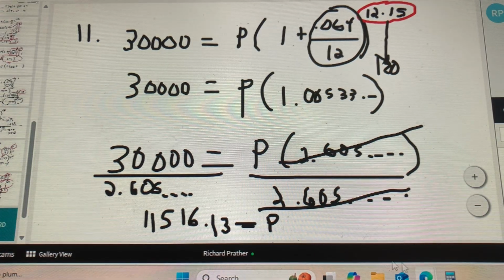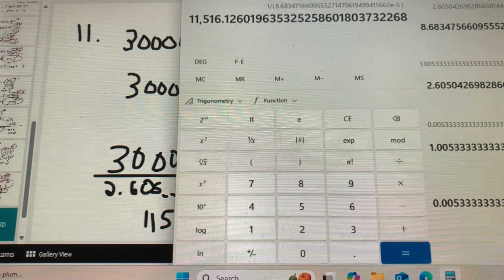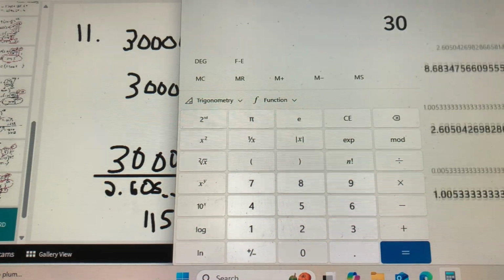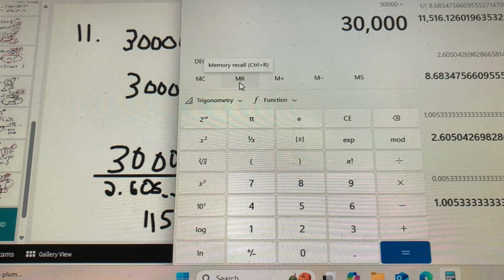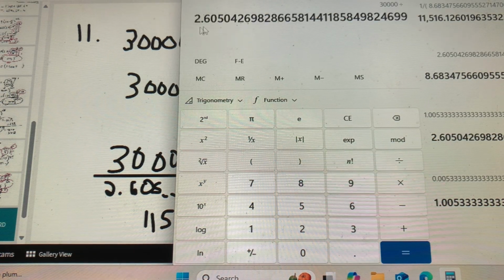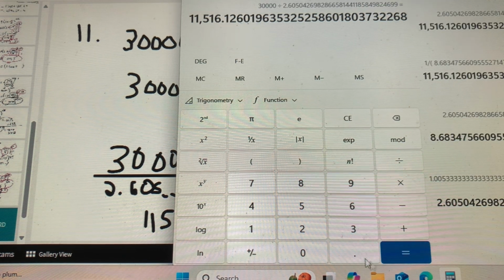Now, what if you don't have a 1 over x button? Then you have to store the number in memory and or write the whole thing down, and then type 30,000 divided by memory recall. See, there's that 2.6 number in its entirety. And see, same answer that way, 11,516 and 13 cents.